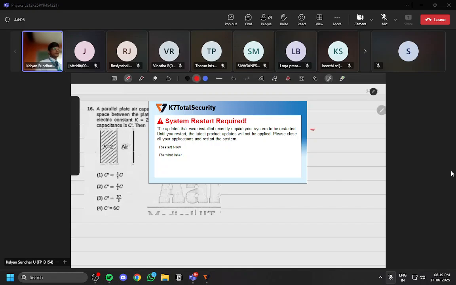So only one thing is going to be divided. Area, both are the same. Only the distance between them is separated as d by 2. Here the value of k is, sorry, 2, and here the value of k is 1. You substitute this, you will get the answer as how much? What is the option?